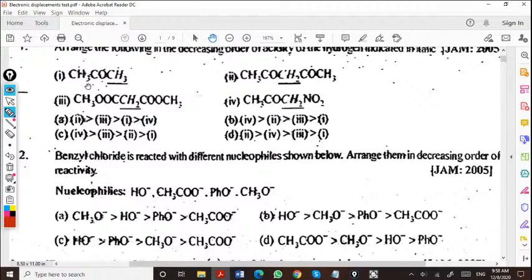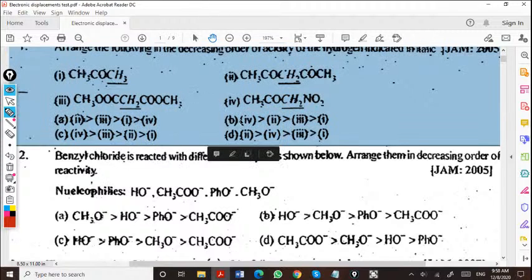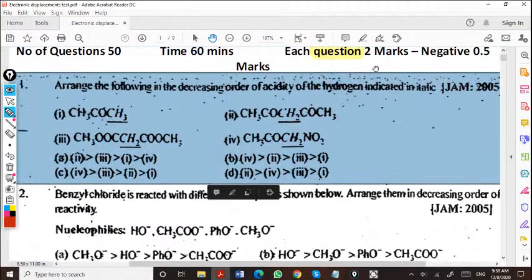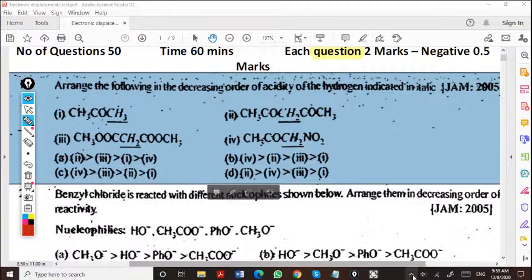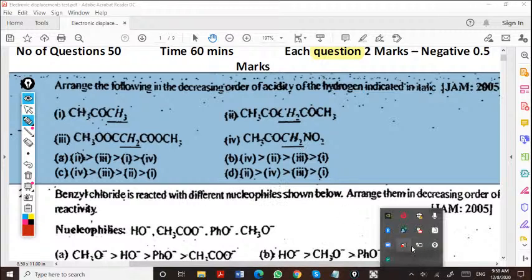So if I consider this is an acetone molecule, this is acetyl acetone, this is ethyl acetoacetate, and this is nitroacetone. Give me a minute.